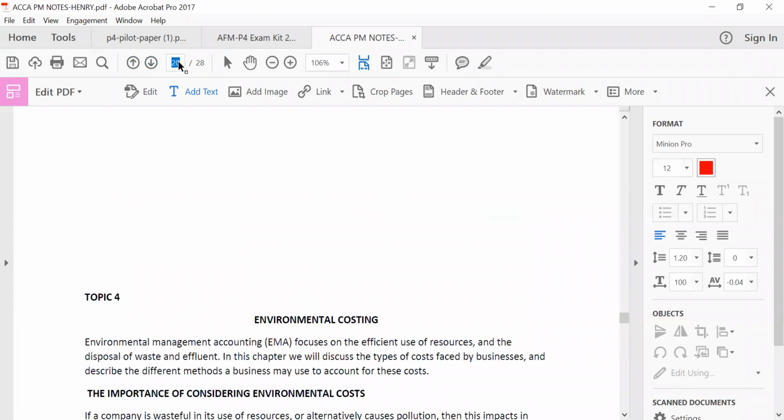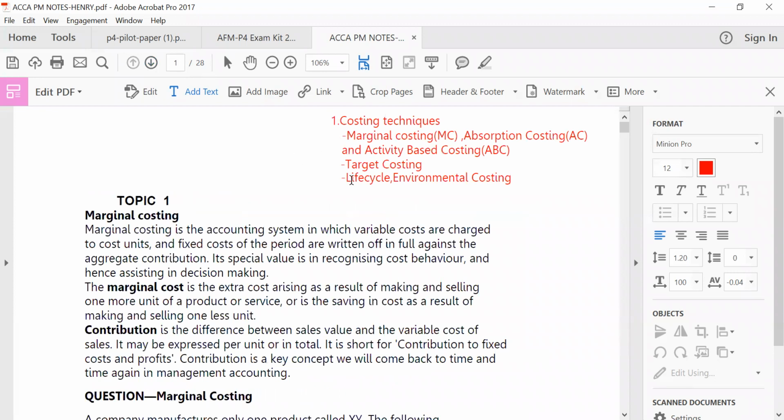So if you look at the ACCA PM examiner, he wants students to expose themselves first of all with costing techniques. So please, I've indicated that relevant costing is part of the short-term decision-making techniques. So we do not add it as part of the costing techniques. According to the ACCA examiner, the syllabus, we do not add relevant costing to it because it's a different assumption into decision-making. It is part of decision-making techniques, not costing techniques, right?